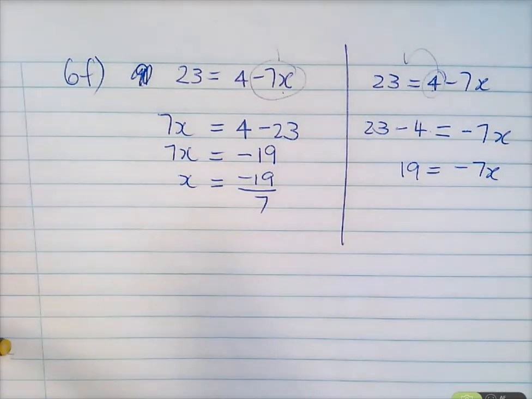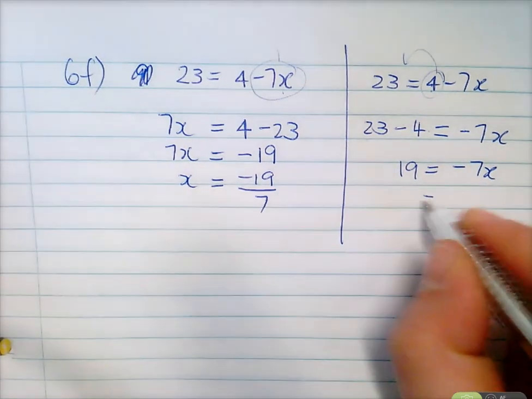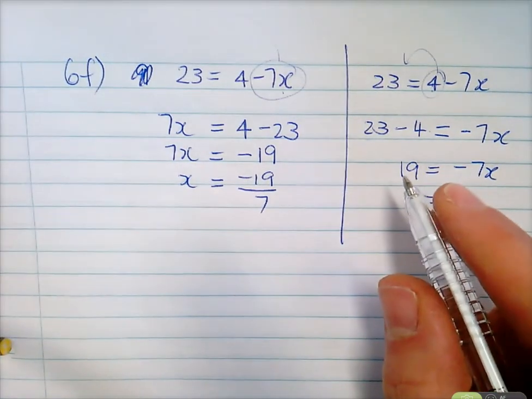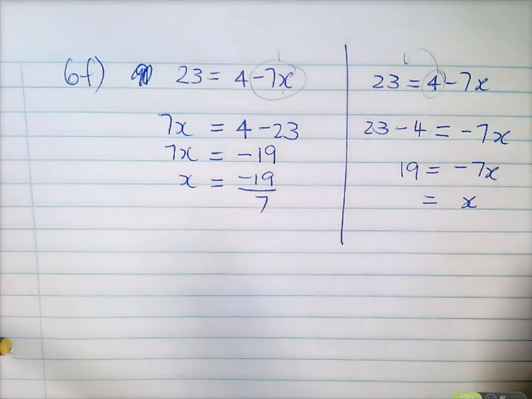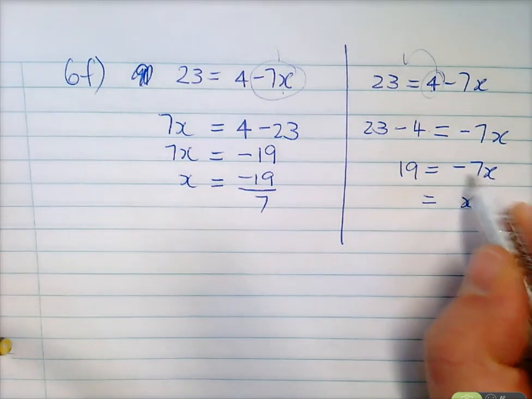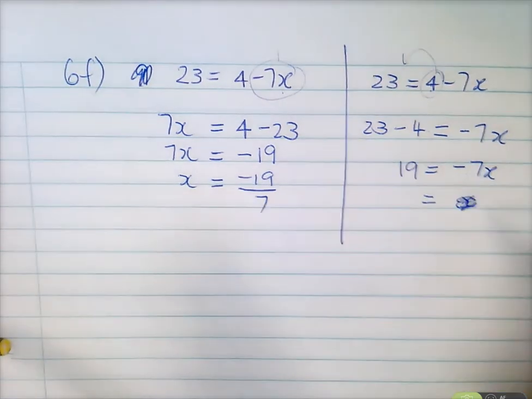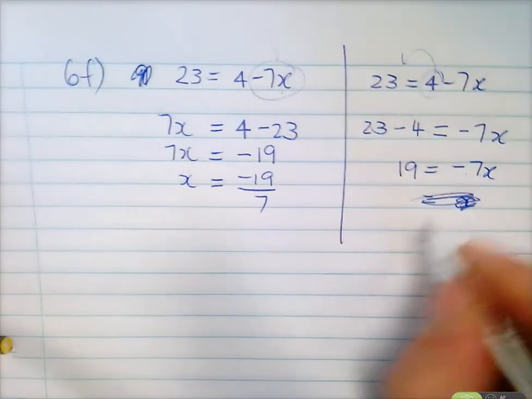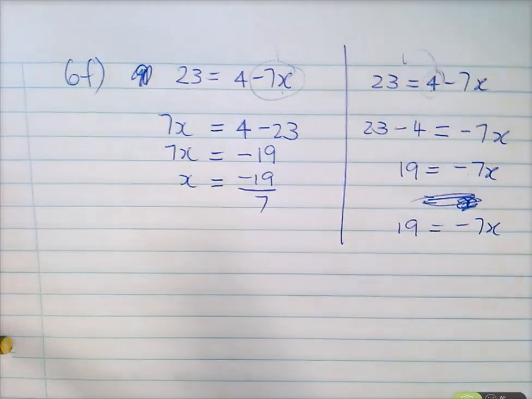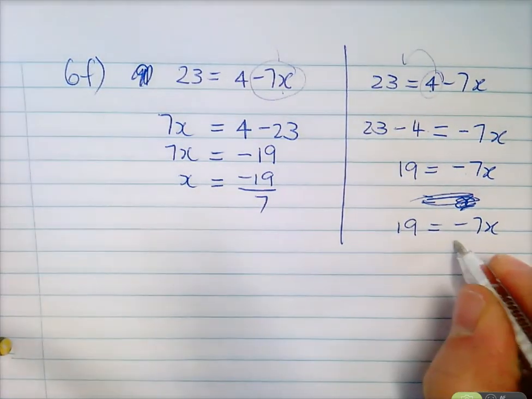That is x. The opposite of timesing by negative 7 is dividing by negative 7. Girls, that is x times negative 7. How do I get rid of that? See, girls, you know what? I was trying to show you before. Girls, I'm going to write it again. Watch this.